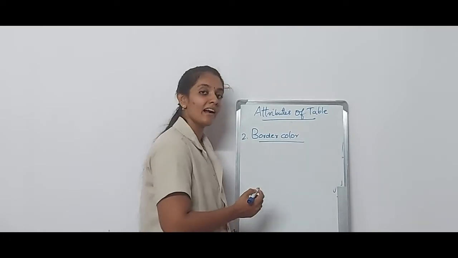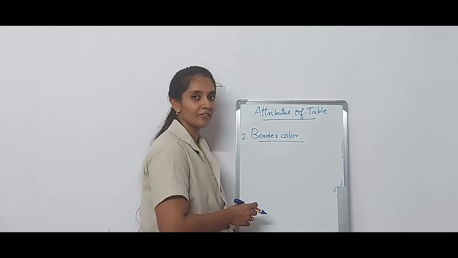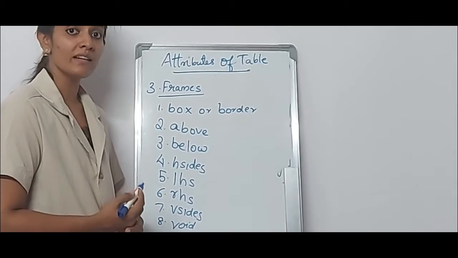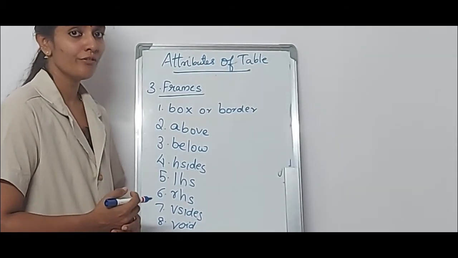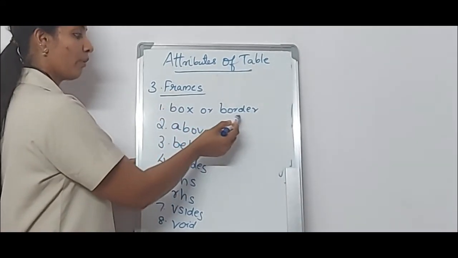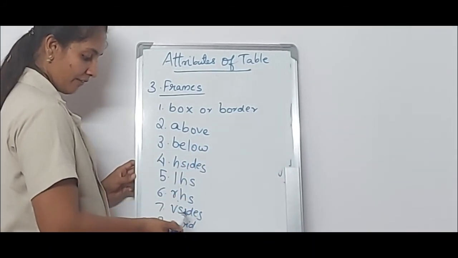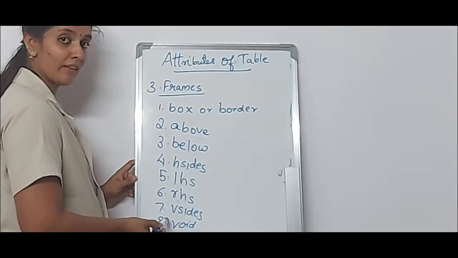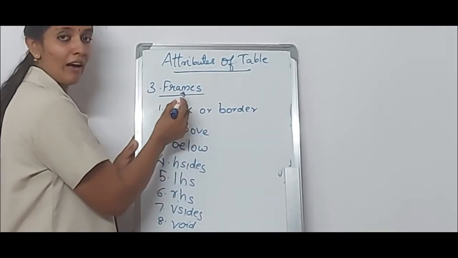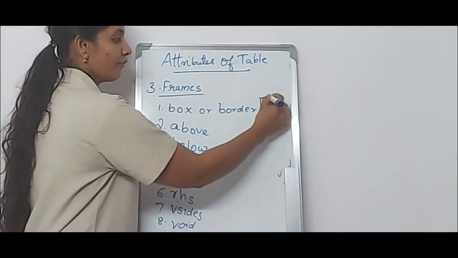Next is the border color attribute. This attribute is used to give color to the border of the table. Next is the frame attribute. The frame attribute helps us to show borders only at specified sides. There are different values we can give for this frame attribute: box or border, above, below, hsides, lhs, rhs, vsides, void. These are the different values that we can give for this frame attribute. If I am giving box or border as the value for this frame attribute, it will display four sides of a border.